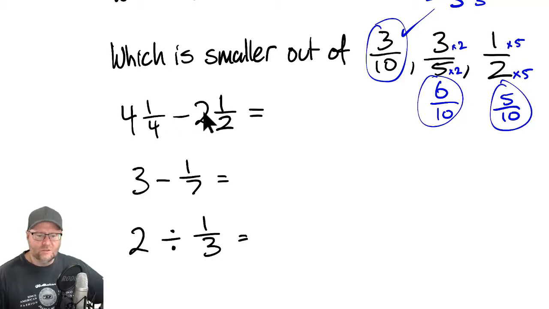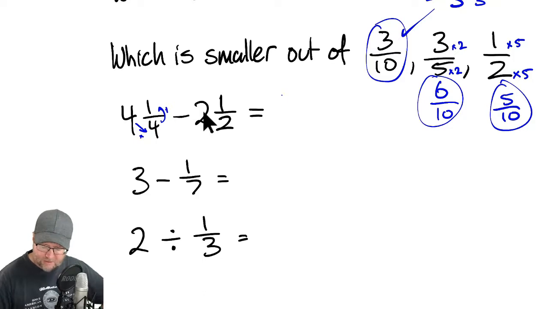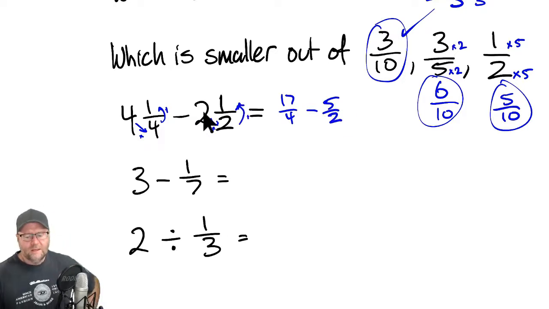So let's do that. I'm going to convert them. So 4 times 4 gives me 16 plus the 1 gives me 17. So I've got 17 over 4 minus, now my second fraction, which is this one, and do the same thing, right? 2 times 2 is 4 plus 1 gives me 5. I got 5 over 2.